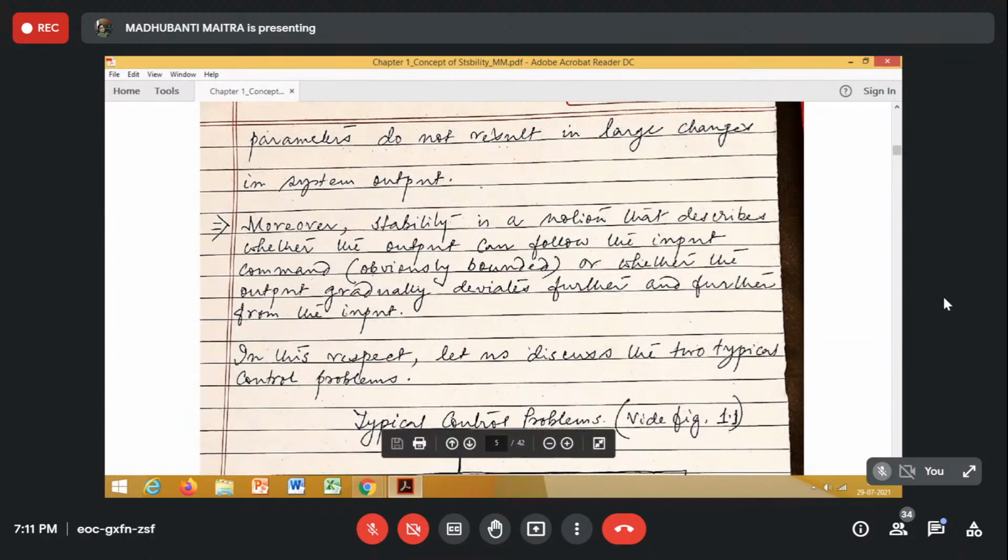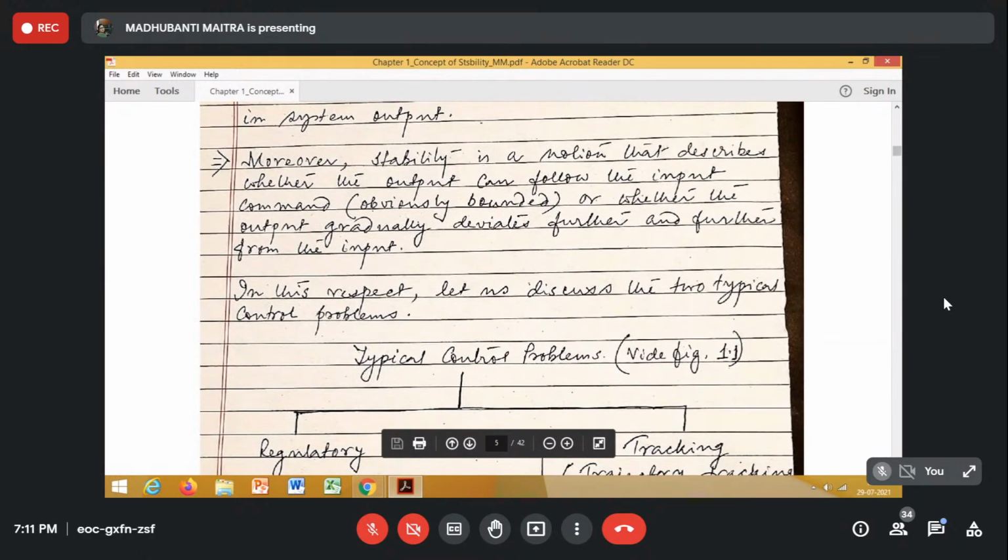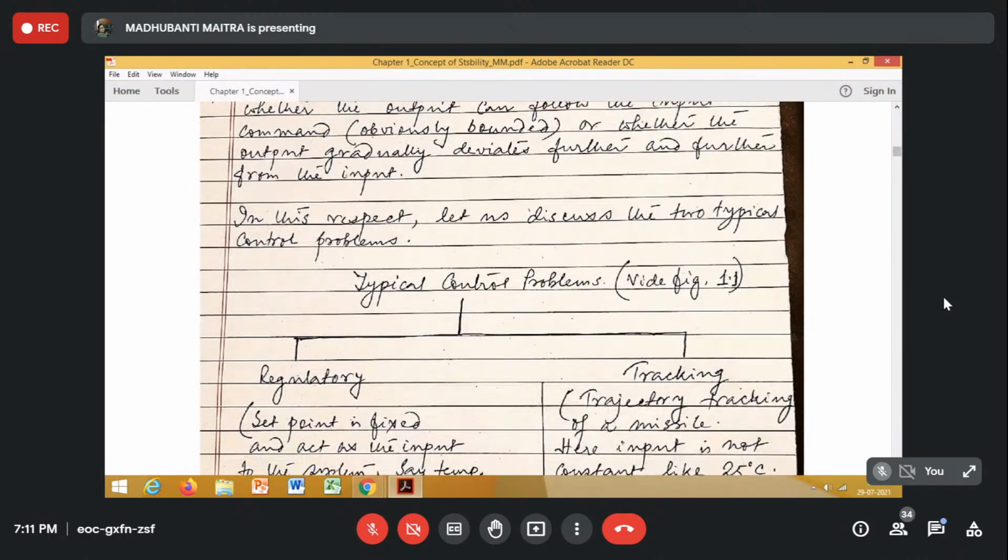Now, typically we can classify control problems into two groups. The first one is a regulatory kind of problem. The second one is a tracking kind of problem. So, what is the difference between these two? In a regulatory kind of problem, the input command or the input signal to the system is kept fixed, right? It's often called the reference input or set point.